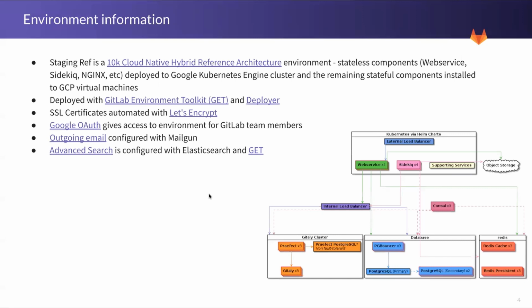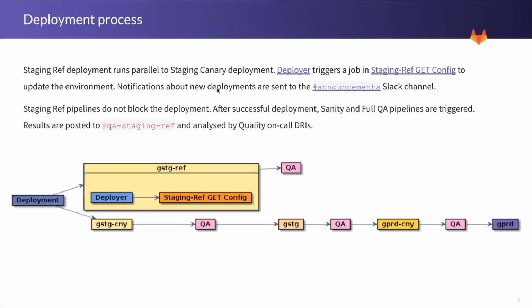Here's more detailed information about the Staging Ref configuration. As mentioned before, Staging Ref is a 10K cloud-native hybrid reference architecture where stateless components are deployed to a Google Kubernetes Engine cluster and the remaining stateful components are installed on GCP virtual machines. It is deployed with GitLab Environment Toolkit and Deployer. Staging Ref deployment runs parallel to staging canary deployment, and after successful deployment, sanity and full QA pipelines are triggered.